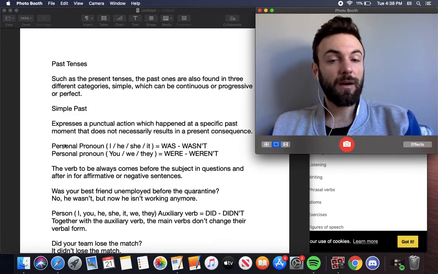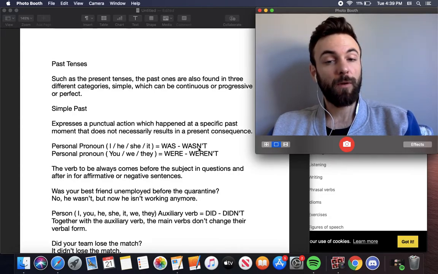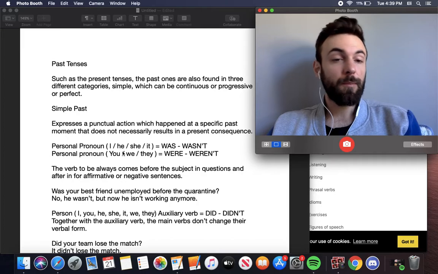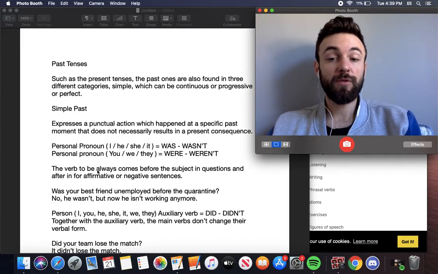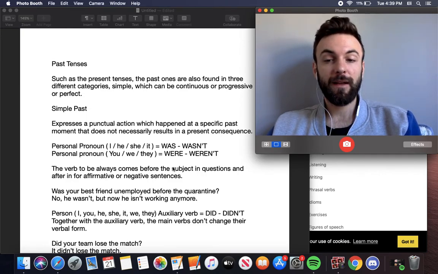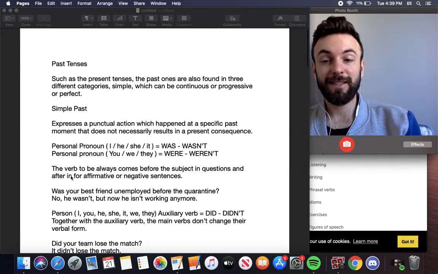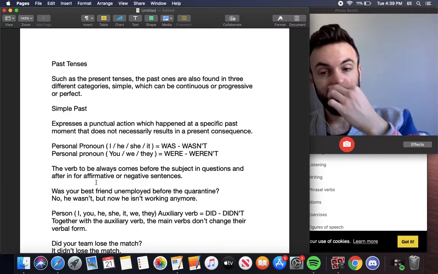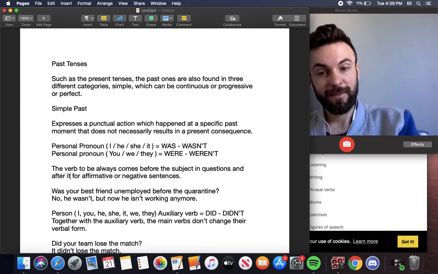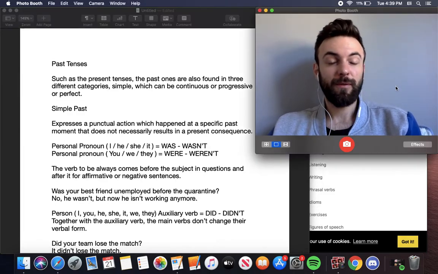When we are using the verb to be forms was and wasn't, or were and weren't, depending on the personal pronouns, we gotta pay attention to something, which is that the verb to be always comes before the subject in questions and after it in affirmative or negative sentences.